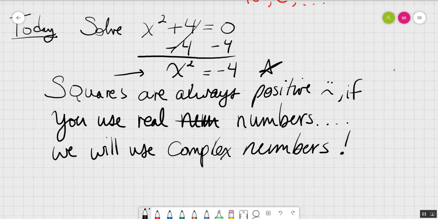Something to be careful with is that the word complex doesn't mean difficult. It's just what they named it, just like real numbers doesn't mean that these numbers are fake.